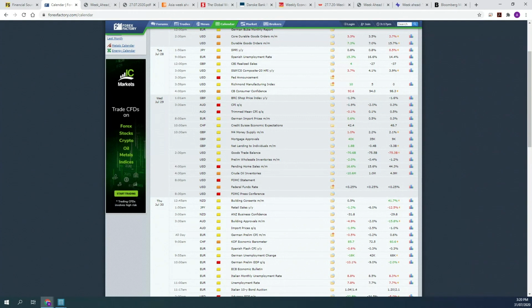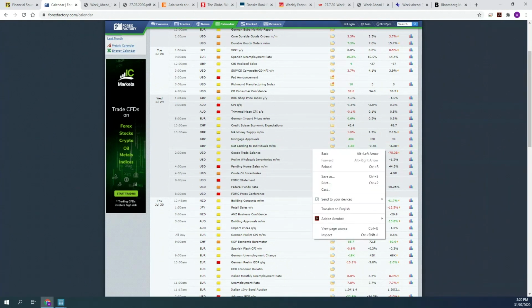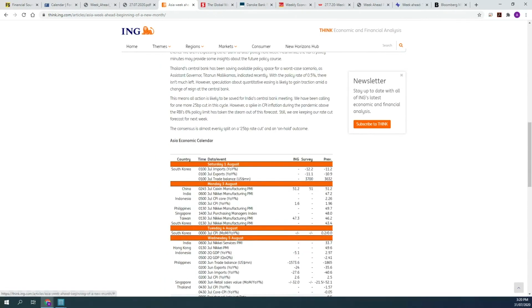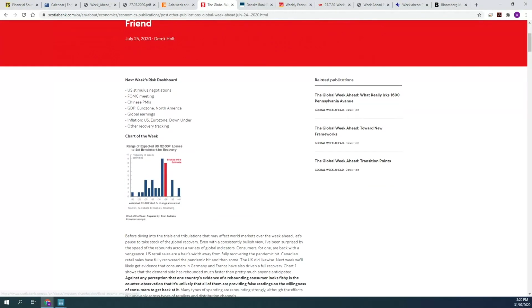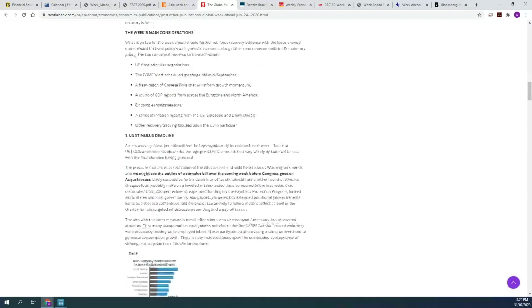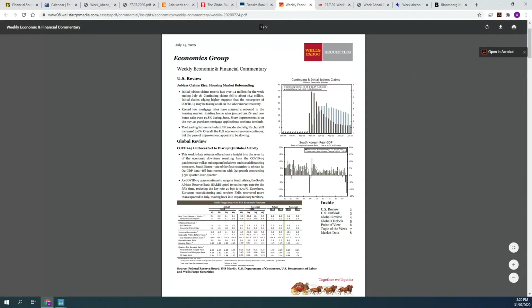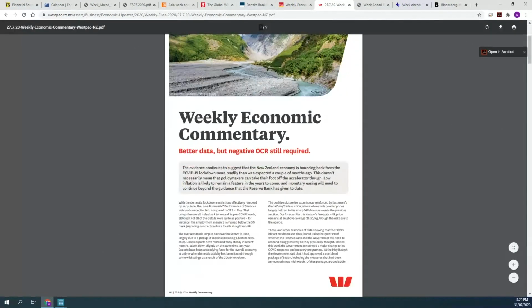After you've gone through your calendar, go through a couple of investment bank week ahead reports. Some of them can include really great analysis. A couple of examples: ING Investment Bank does a great week ahead article. You can also look at Scotiabank's global week ahead article, also providing great insights. Danske Bank is another example. Wells Fargo, another example. Westpac.